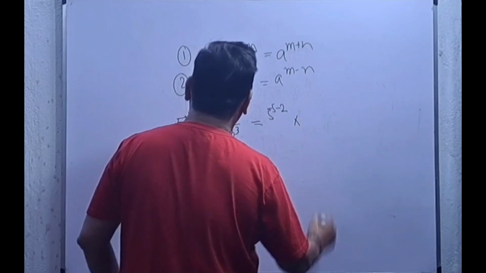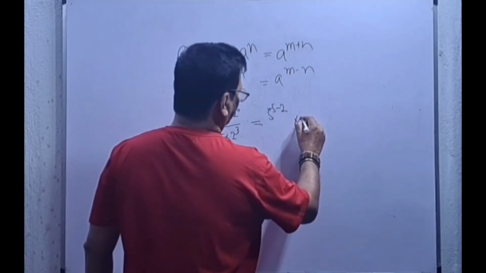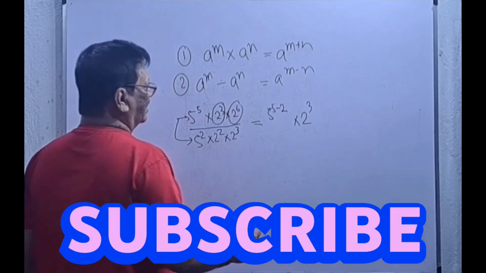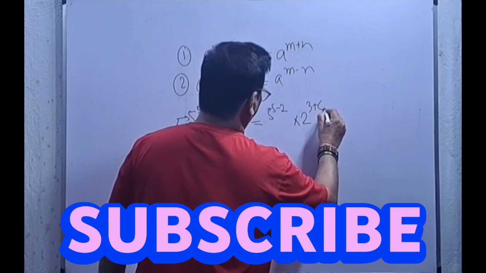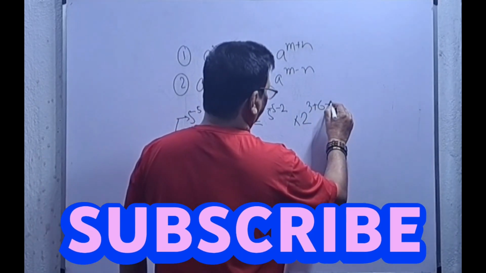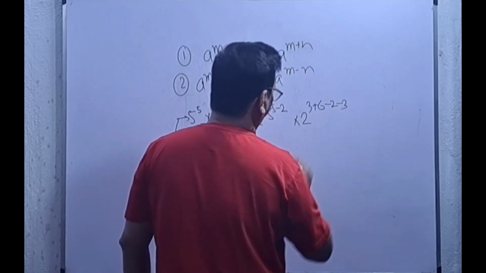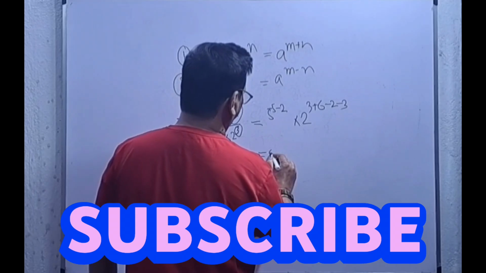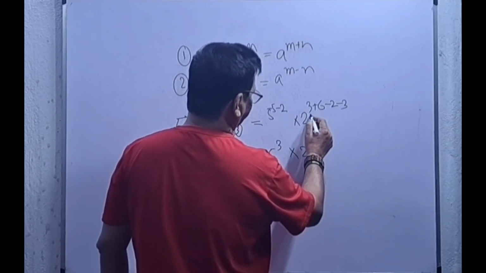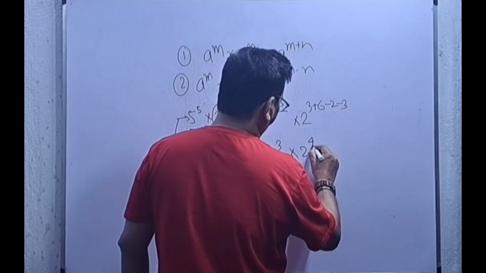Next, multiplied by 2 to the power of 3. That is in the numerator. So 2 to the power of 3, this is also there in the numerator, the same, plus 6. And this is in the denominator, minus 2. And this is in the denominator, minus 3. Right? So we get 5 to the power of 3 multiplied by 2 to the power of 6 plus 3, 9, minus 2, 7, minus 3, 4. Right?